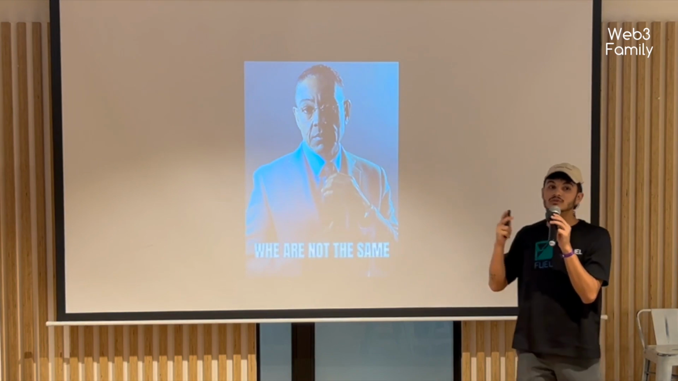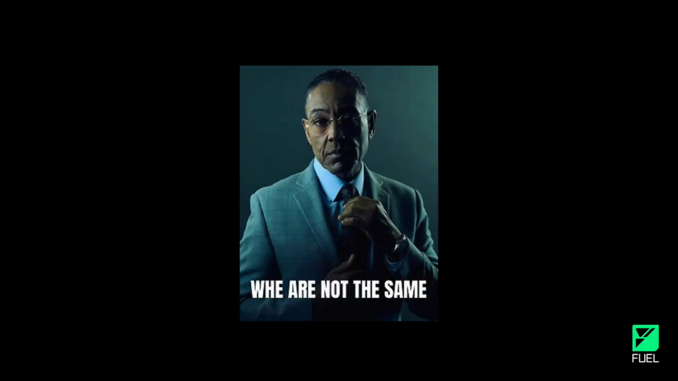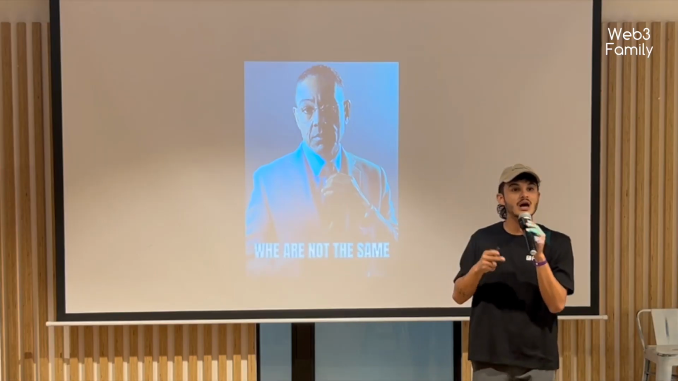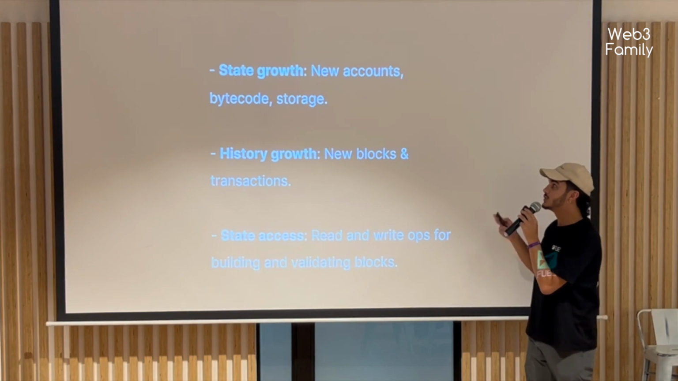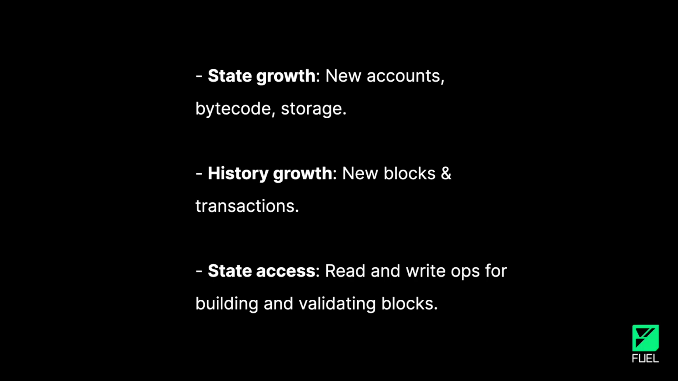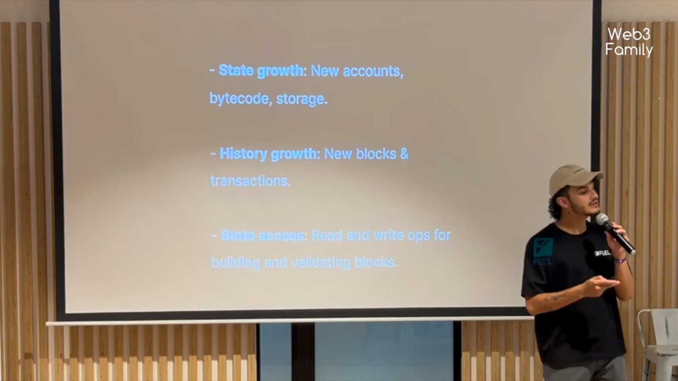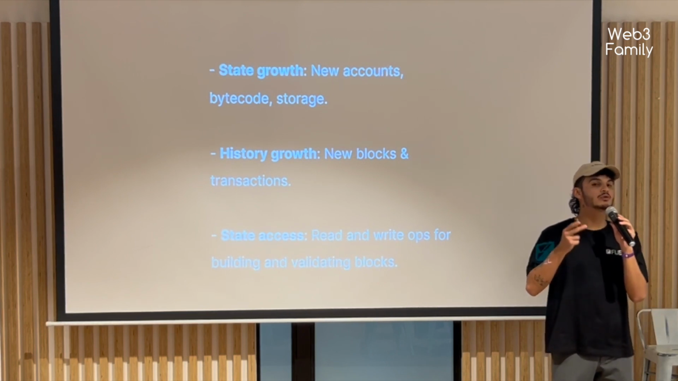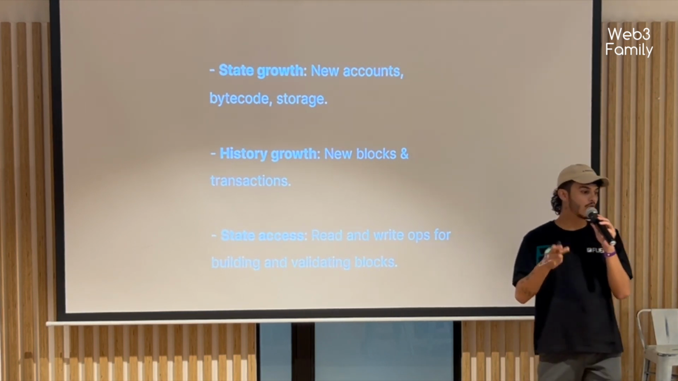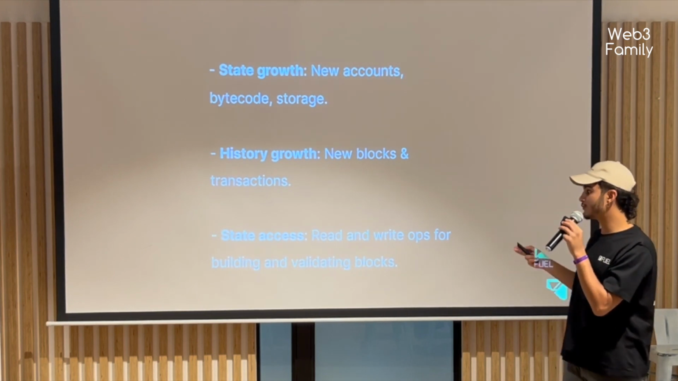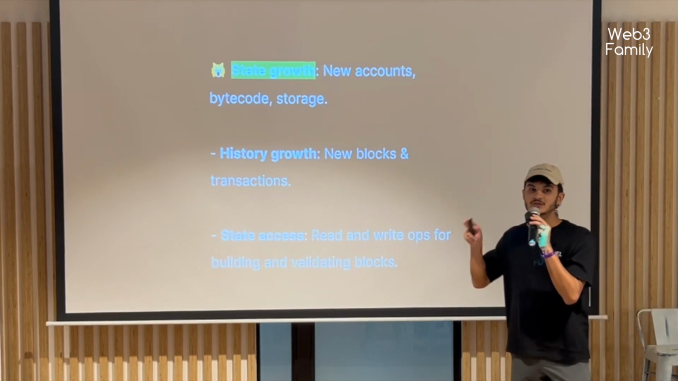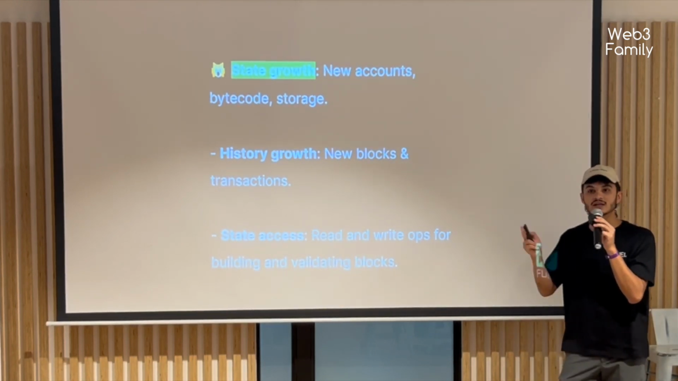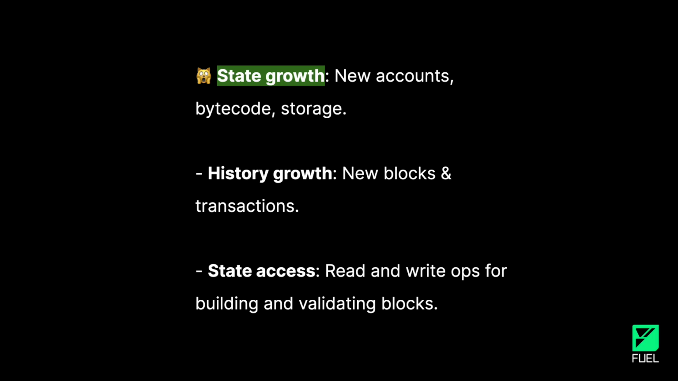But there are multiple types of state, and we have to distinguish them in order to understand what's happening behind the state bloat issue. So we have state growth, which is new accounts, bytecode, and storage. We have history growth, which is the storage of blocks and transactions. And then we have state access, which is the issue behind write and read operations in the process of building and validating blocks. Today we are going to focus on state growth, which is specifically new accounts, bytecode, and storage. This is information regarding execution environments.